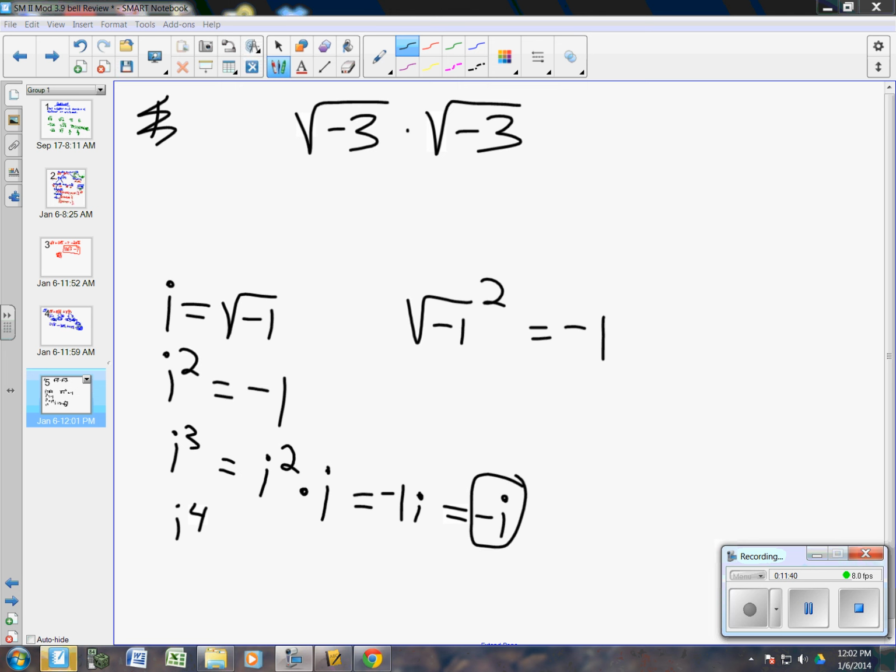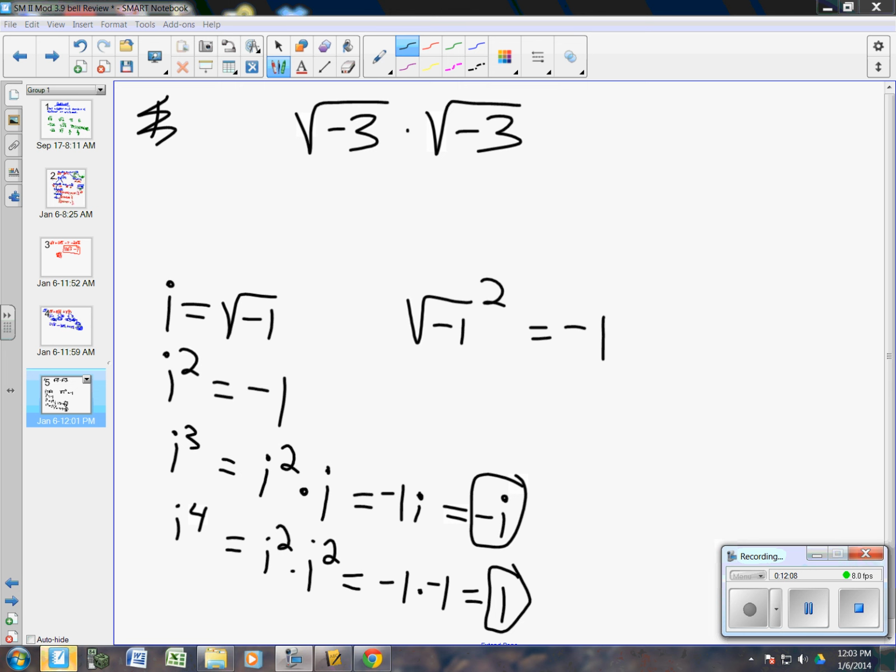And then I to the 4th. What is I to the 4th? I squared times I squared, which is negative 1 times negative 1, which is positive 1. So I to the 4th is a positive 1. Now, you know what the cool thing after this is? It repeats the pattern. Okay, so it just repeats the pattern.